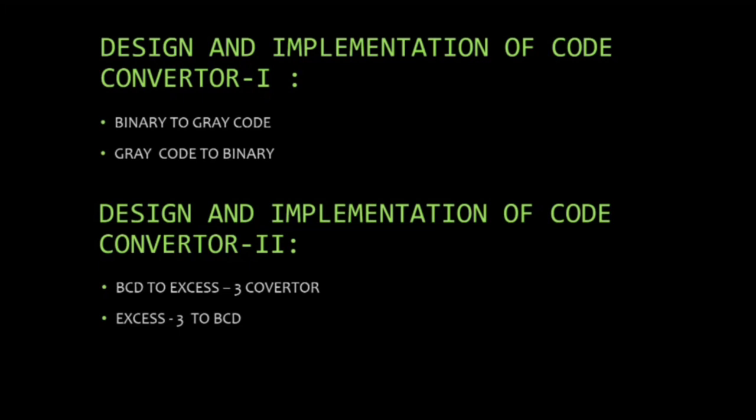The next topic is design and implementation of code converter 1. In that we are going to see how to convert binary to gray code and gray code to binary. The next topic is design and implementation of code converter 2. That is BCD to XS3 converter and XS3 to BCD converter. So we'll see the two topics together.